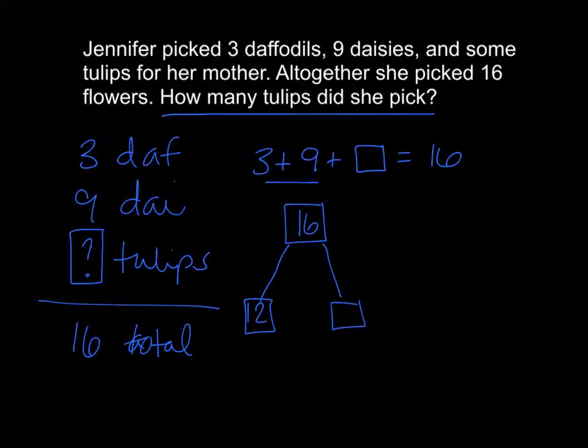What do I have to get there to figure out how many tulips I have? Sorry, the rest are tulips. And then we have something called a comparison bar. Now, comparison bar, what we do is we do the total. The total is 16. And then we have a section that's going to be the 3. And we have a section that's going to be the 9. And then we have a section for the tulips, which we don't know.